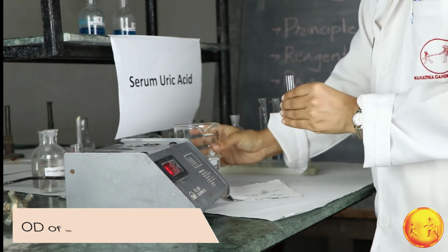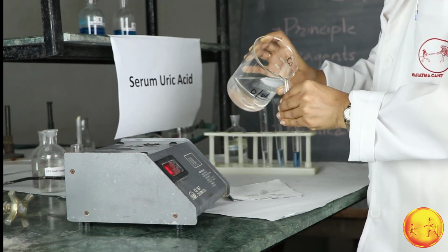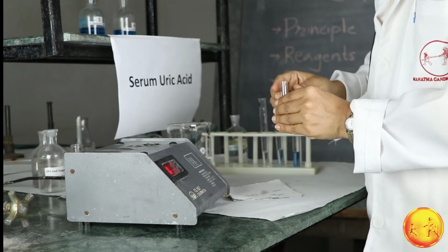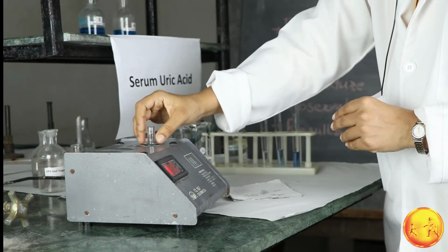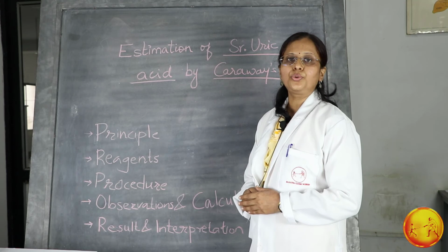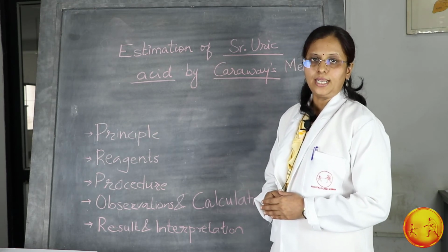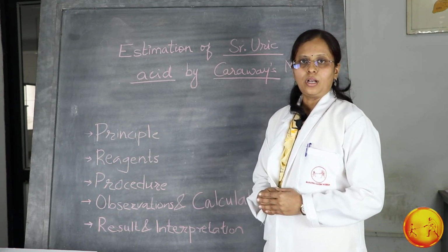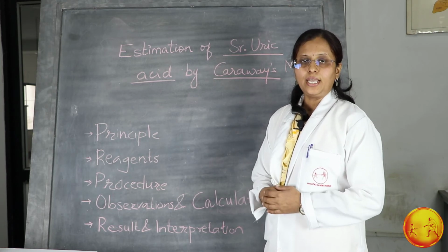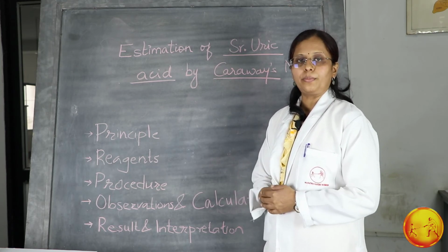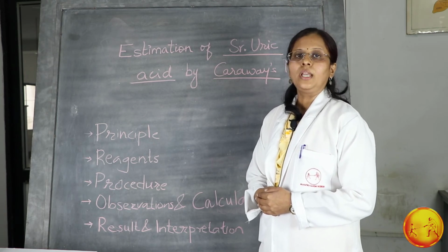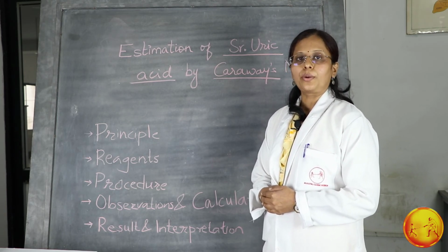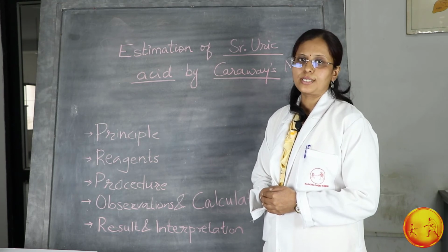So this is how we have obtained the ODs of the three solutions: blank, unknown and standard. The normal range of uric acid is 2 to 6 milligrams per dl. If the value we get after the practical is less or more than normal, then it is considered pathological or abnormal. If the value is more than normal, then it is called hyperuricemia.